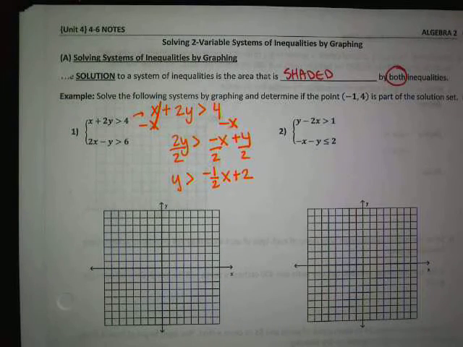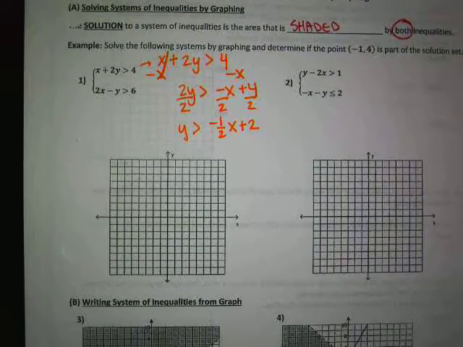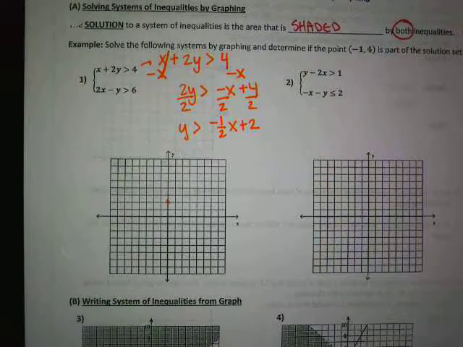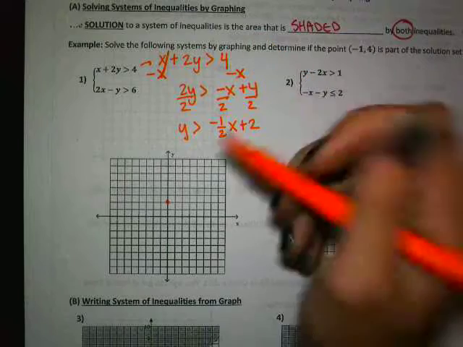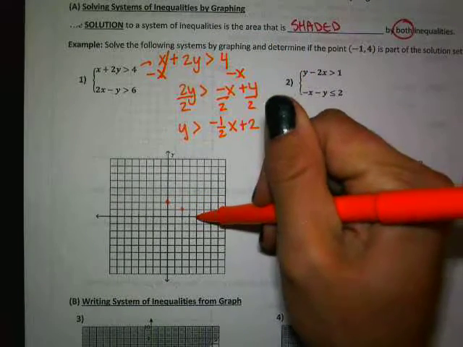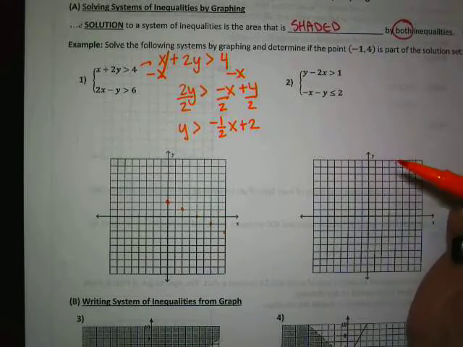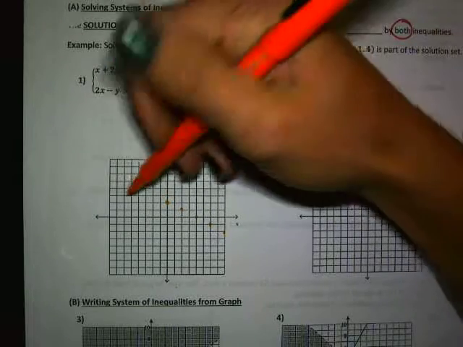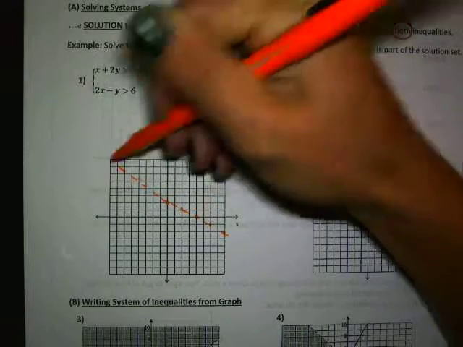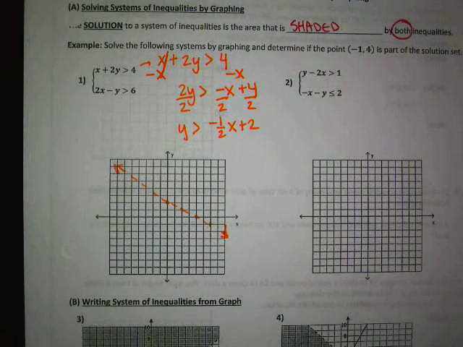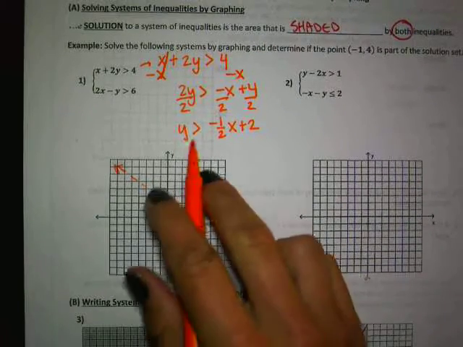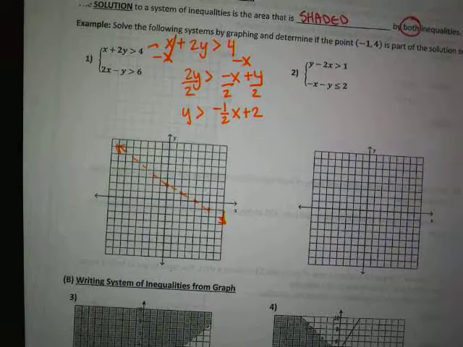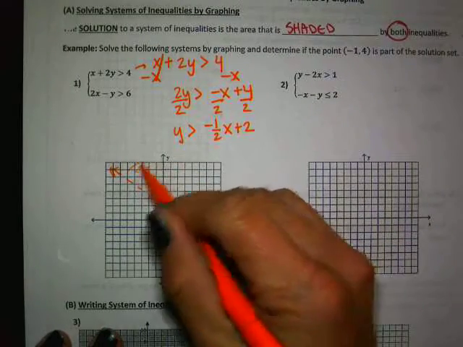All right, so where is my y-intercept at? Positive 2. So this number's your y-intercept. And what's my slope? Negative 1 over 2. So we are going to go down 1 over 2, down 1 over 2. Do I have a solid or a dotted line? Dotted, because it doesn't have that little bar. And are you shading above or below? Above, because it's a greater than. So if your little guy is eating the y, then you are shading above. So we're going to shade above.